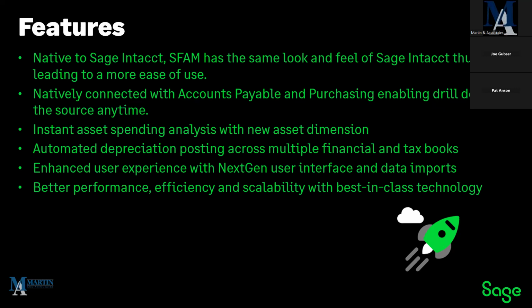You have the ability to do instant asset spending analysis because of that new asset dimension, because it's going to track things based on this dimension. You're going to be able to report off of that with reports and dashboards, and we're going to look at that a little bit coming up. Automated depreciation postings across multiple financial and tax books are available.